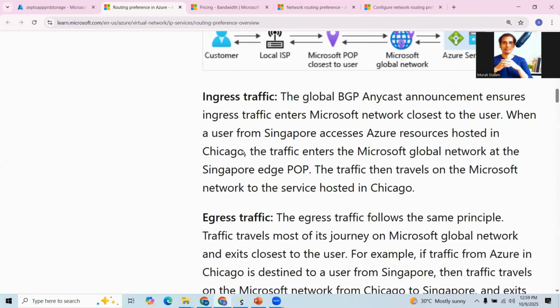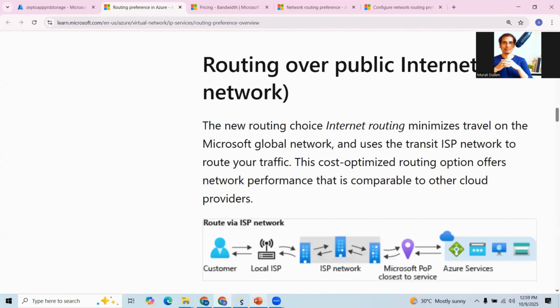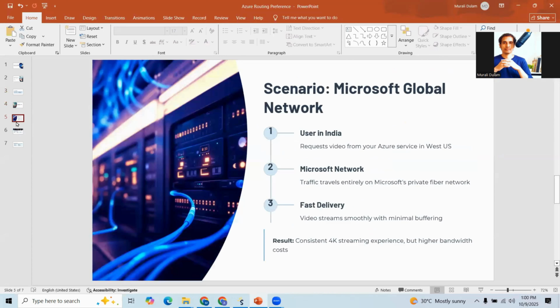The second one is internet routing, routing over the public internet. Let us go back to this picture as well. We already discussed the global network, so now let us see our internet routing.